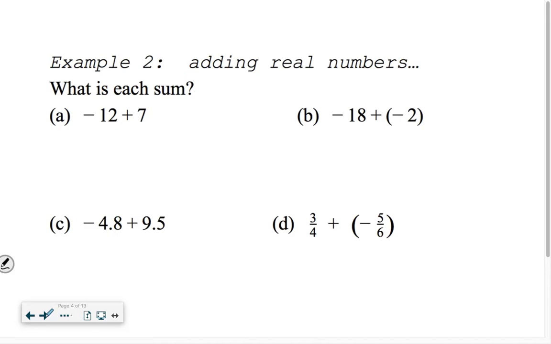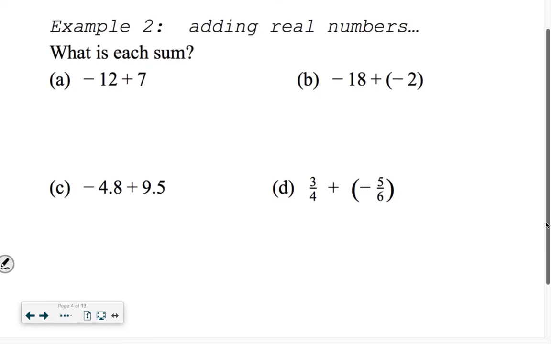Okay, example 2, adding real numbers. What is each sum? Negative 12 plus 7 is negative 5. They're opposite signs, so they cancel out. Negative 18 and negative 2, same sign, so we're going to add: negative 20. Negative 4.8 plus 9.5. Opposite signs, so we're going to subtract. Should get 4.7, and the bigger number is positive, so it's going to stay positive.